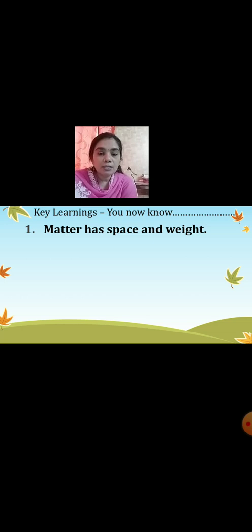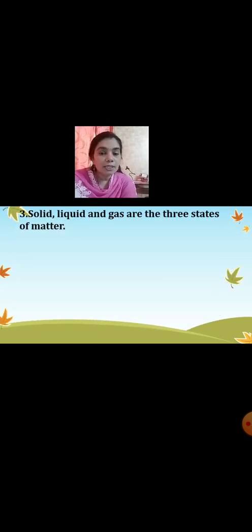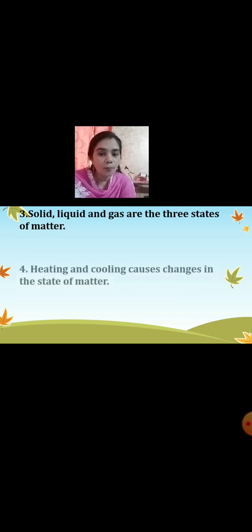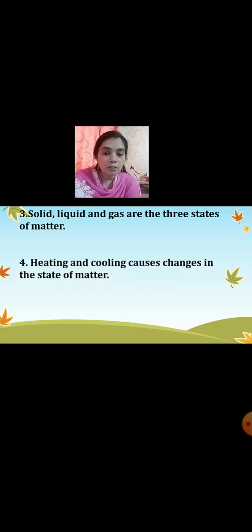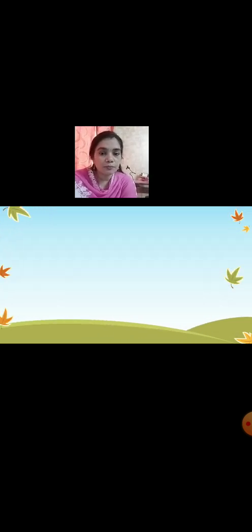So the key learnings. What we learned now: matter has space and weight. Matter is made up of tiny particles called molecules. Solid, liquid and gas are the three states of matter. Heating and cooling cause changes in the states of matter. And some solids dissolve in a liquid to form a solution.